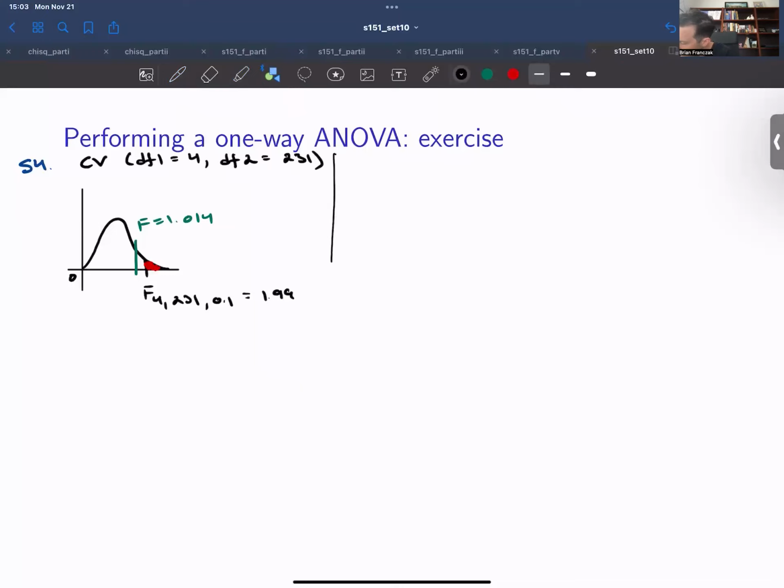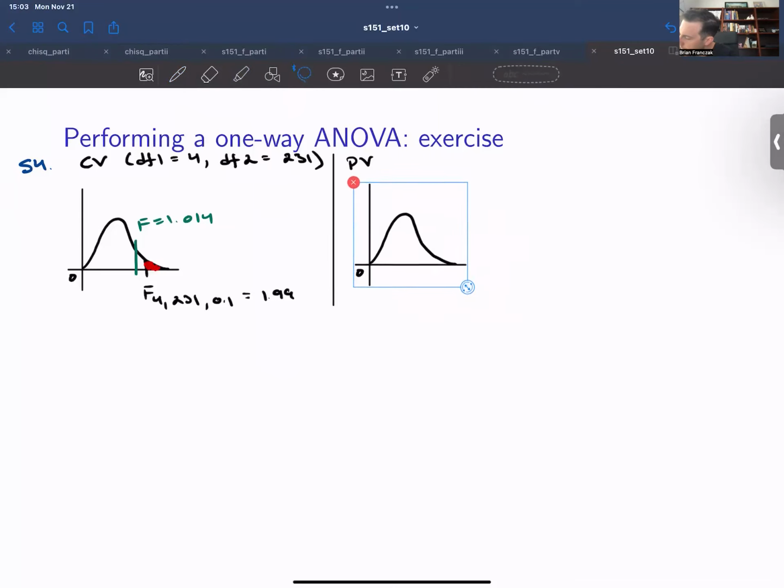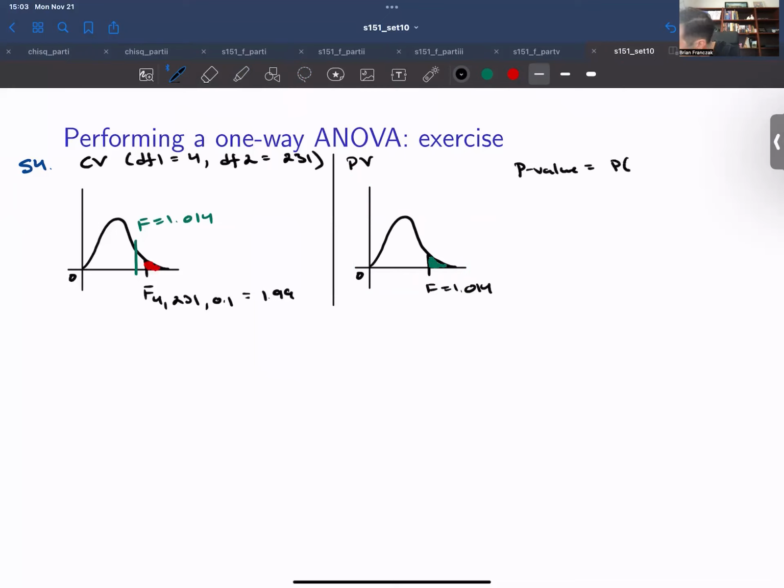All right, if we take the p-value approach, we start by sketching out our F curve. Now we are going to take our test statistic, which is 1.014, and we are looking for the area to the right of that value. Remember, again, with F testing, just like chi-square testing, we always work in the skewed tail. So our p-value is the probability that F exceeds 1.014.